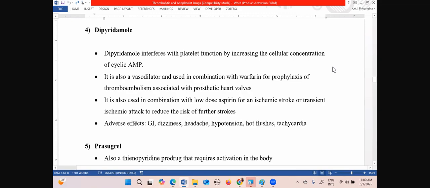Adverse effects: GI, dizziness, headache, hypertension, hot flushes, and tachycardia.